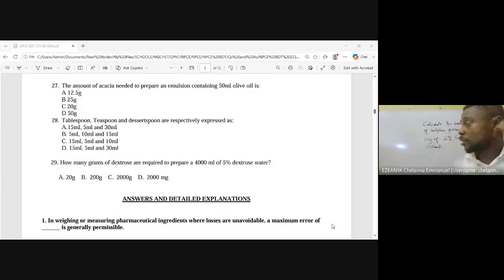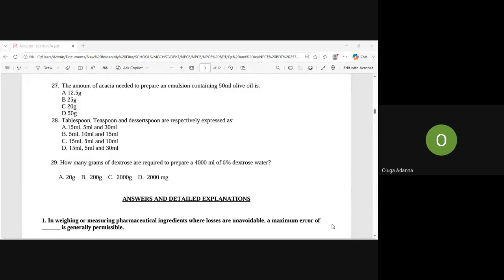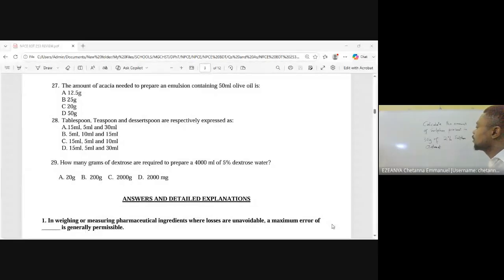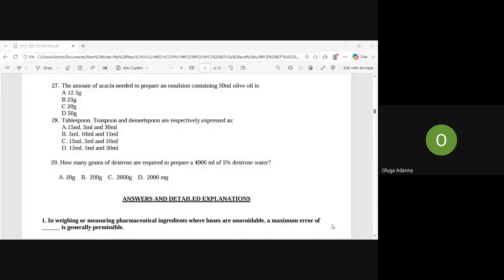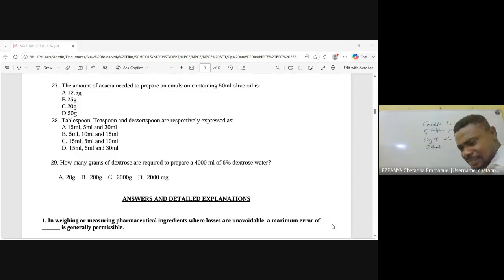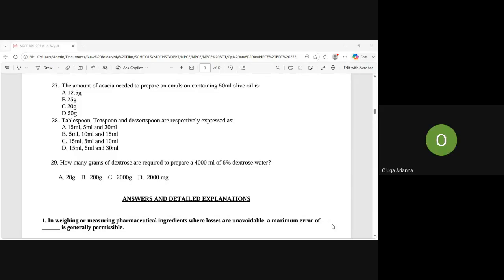It's simple, right? 0.6. How did you get 0.6? Okay, they say calculate the amount. They say 2%. This 2 percent means 2 over 100. That is weight in volume. You understand? Which means 2 grams is equal to 100 mil.